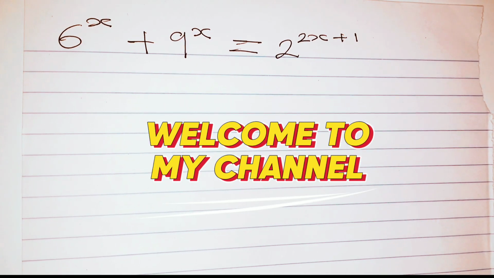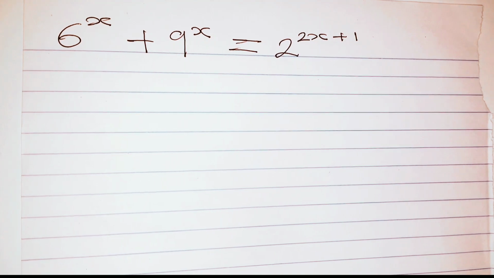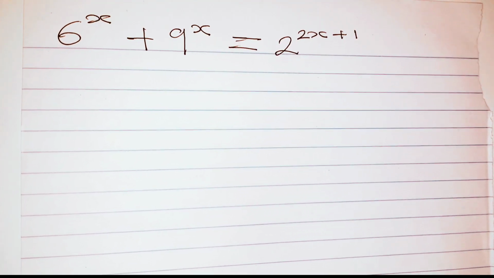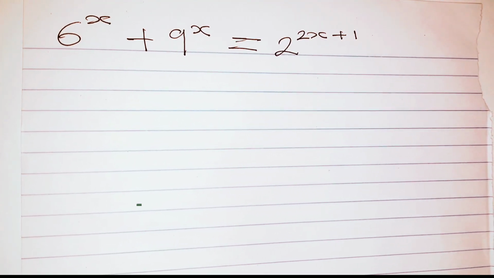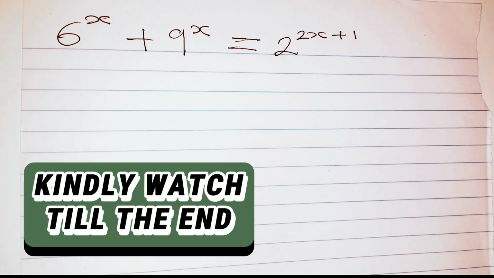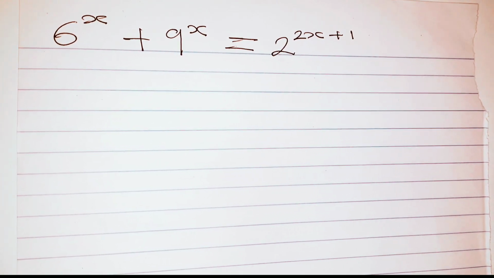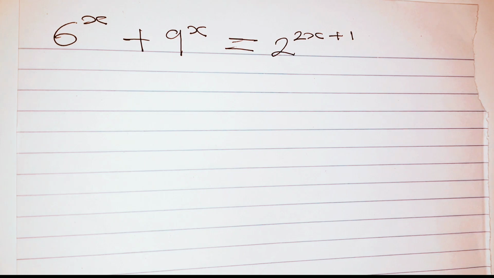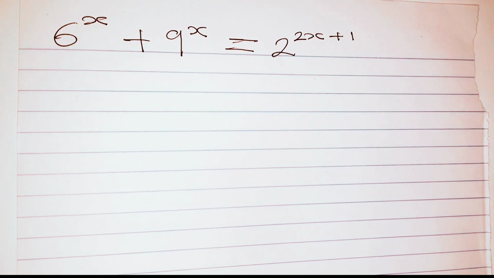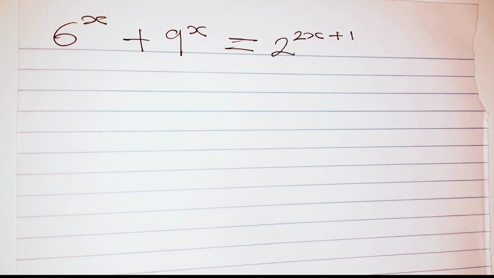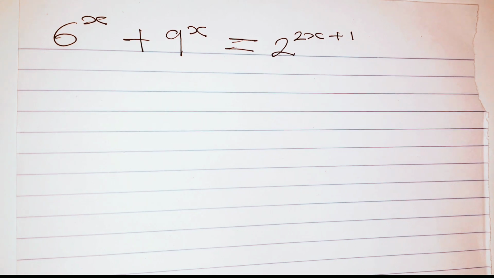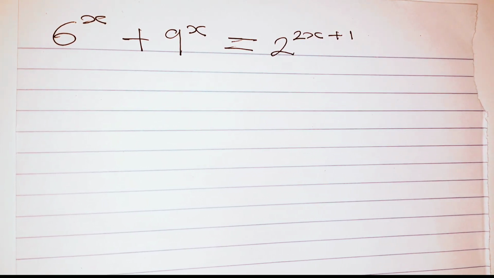In this video, we have an exponential equation to solve. How do we get this kind of exponential equation done? Let's see what to do to make sure that we obtain the value or values for our x. We have 6 raised to the power of x plus 9 raised to the power of x equal to 2 raised to the power of 2x plus 1.